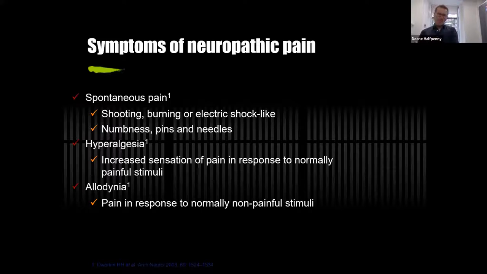They can be exacerbated with certain movements, but they are typically 24/7. They really don't go away. They can be exacerbated, but they are there constantly. Another feature of neuropathic pain is hyperalgesia, and that's an exaggerated response to a painful stimulus. So I've got a graph to show that in a moment, but essentially, let's assume you have a pain stimulus of X. In a neuropathic pain state, it's X to the power of 2.